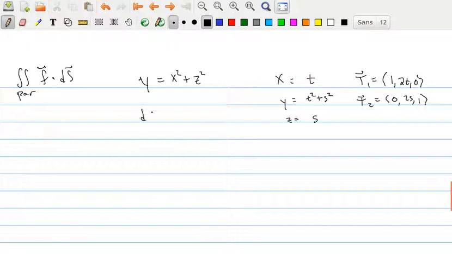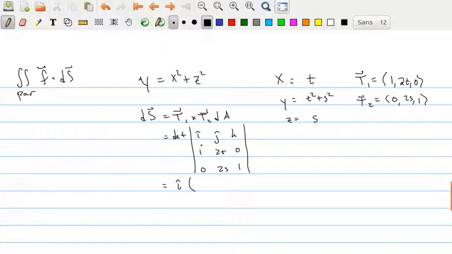So that tells us the ds in this case is, well, this is literally just t1 cross t2, so t1 cross t2 dA. And if we write this cross product out, this gives us the determinant of this 3 by 3, i, j, k. And then for the middle row, we've got t1, so 1, 2t, 0. And then for the second row, we've got t2, which is 0, 2s, 1.